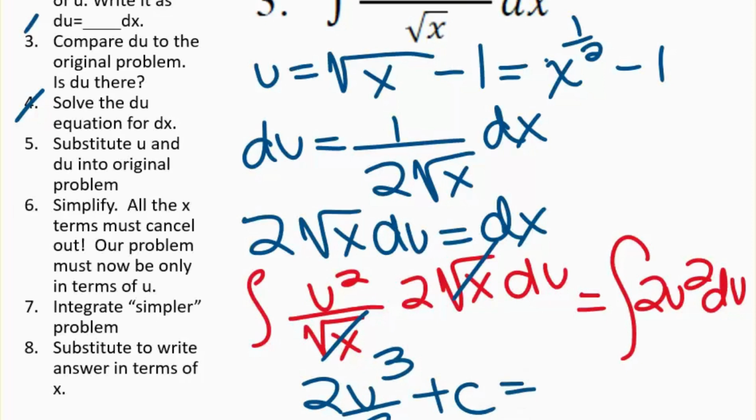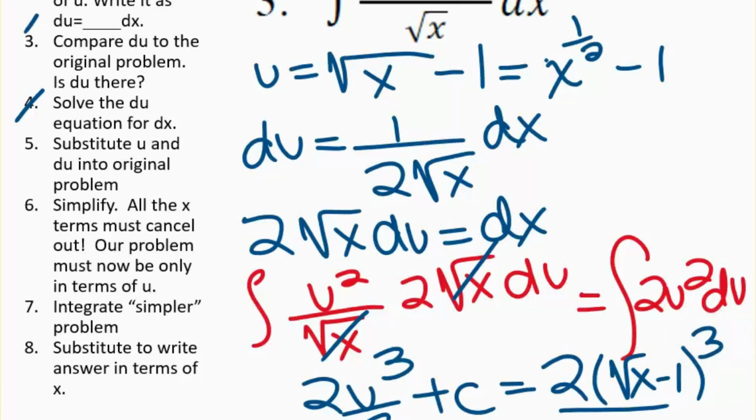Substitute back in, so our answer is in terms of x. u was the square root of x minus 1. So 2 times the square root of x minus 1 to the third power divided by 3 plus c.